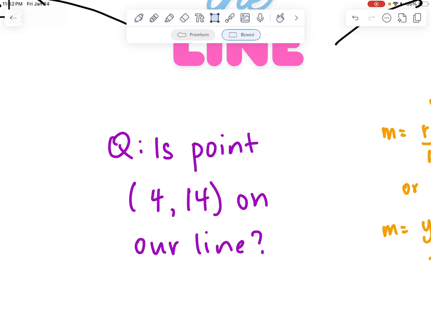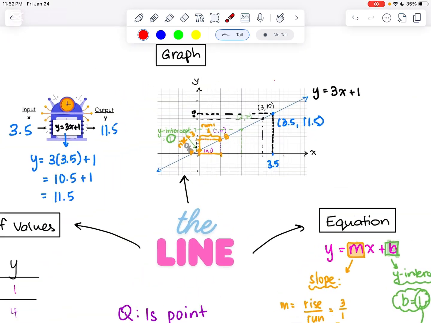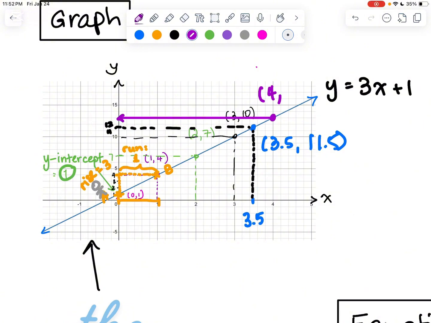I want us to look at this question. Is the point (4, 14) on our line? How could we answer that question? Well, I could take a look at my table of values and look to see if I had (4, 14) in my table of values. I don't, so that's not super helpful. I could take a look at my graph and say, okay, this is point 4, comma, and over here it looks like it's just going to be a 13. So no, (4, 14) is not going to be on my graph because (4, 14) is here, therefore it's not on the graph. That's easy enough when I can see the graph.